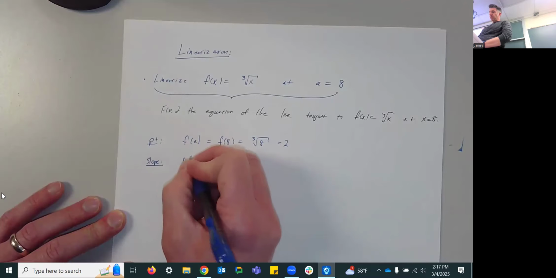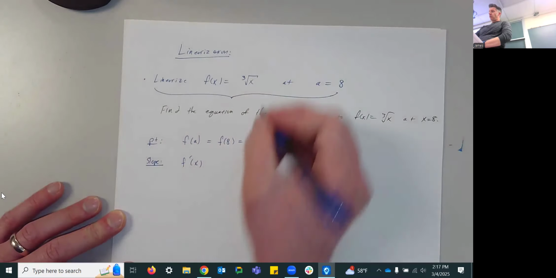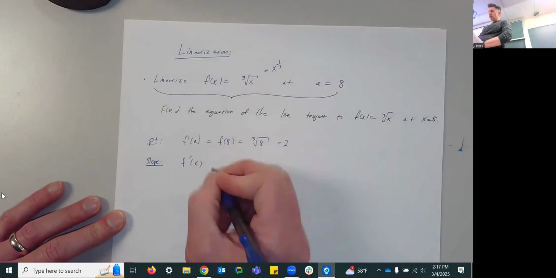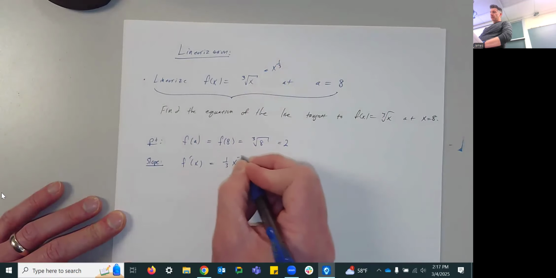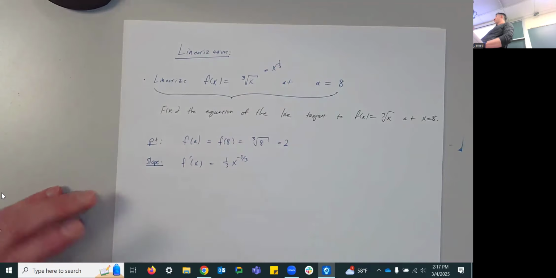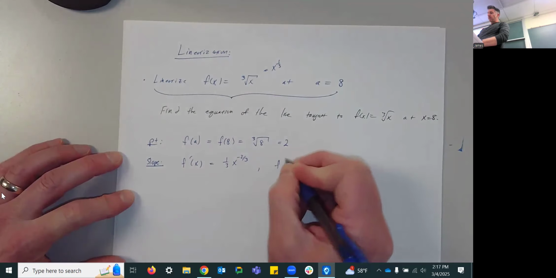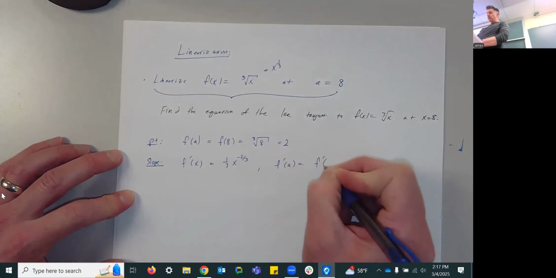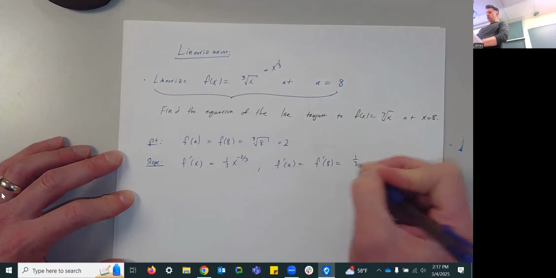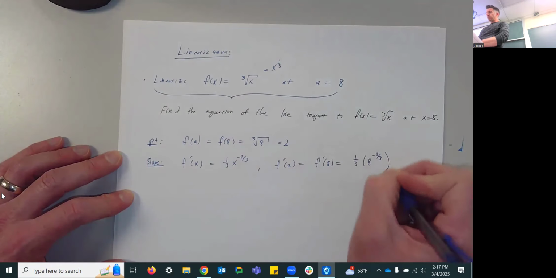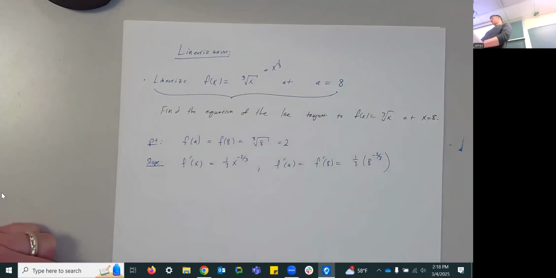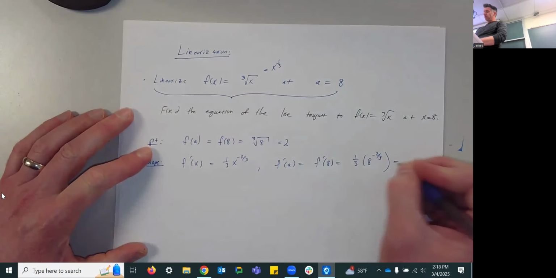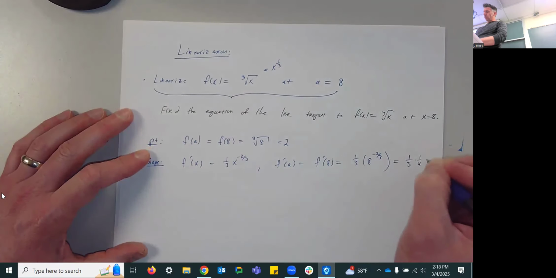So our function is x to the 1/3, and the derivative is going to be 1/3 times x to the negative 2/3. Then we're going to plug in our point of tangency to find the slope of the tangent line. So f prime of a, which is f prime of 8, is going to be 1/3 times 8 to the negative 2/3. 8 to the negative 2/3 is 4 to the negative 1, which is 2 to the negative 2, which is 1 over 2 squared, 1/4. So 1/3 times 1/4 is 1/12.